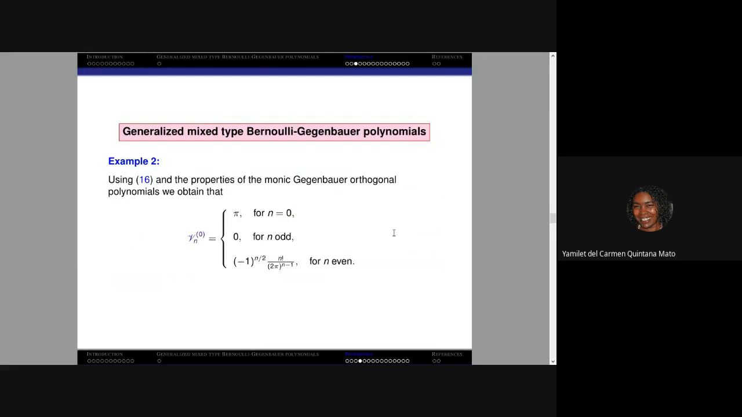And using the expression 56, remember the expression 56 is the definition of the GBG polynomials when alpha is equal to 0, and the properties of the Bernoulli-Gegenbauer orthogonal polynomial, we can obtain the explicit formula or the explicit expression for the GBG numbers when the order alpha is equal to 0.